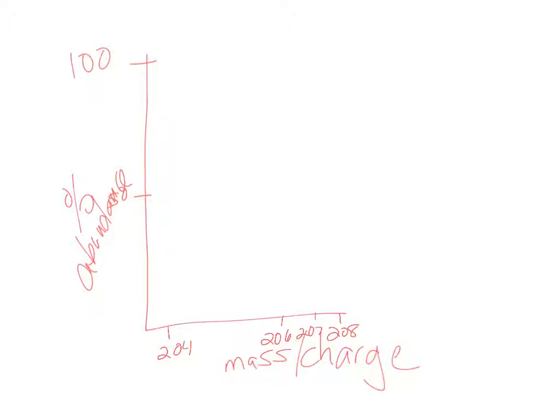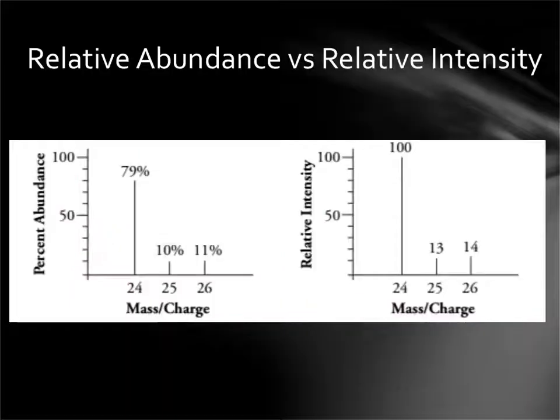And my scaling's a little off here, but that's okay. The very lowest is the 204, so it's just 1.4%, so it's probably even less than that. Then we've got 206 at 24%, so that'd be like that. And then 207 is slightly less than that. And then 208 is a whopping 52%. So there's a very rough rendition of a mass spectrum.